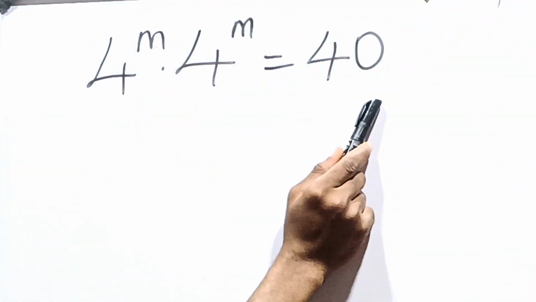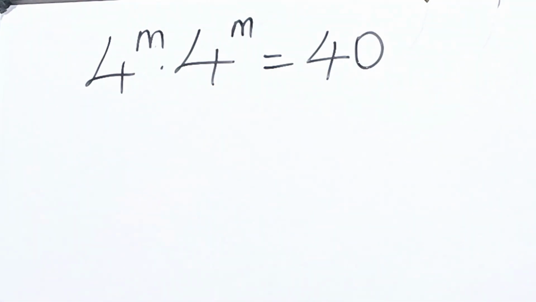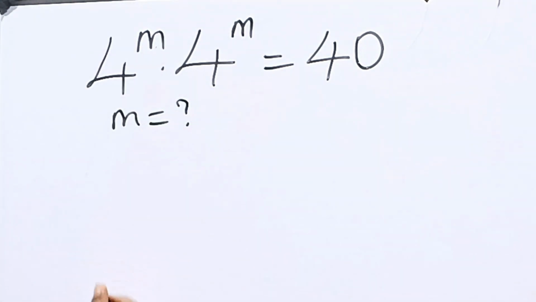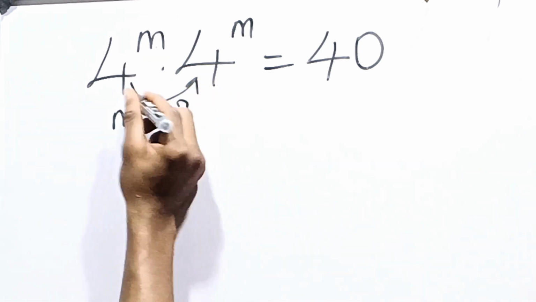Let's solve this question together. It says 4 to the power of m multiplied by 4 to the power of m is equal to 40. Let's solve for m in this question, okay? Now, the first thing we can do here is to say that because this is in the same base, this is 4 and 4, we can multiply both of them.